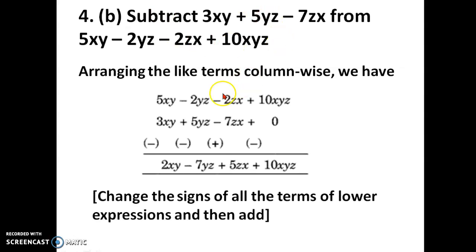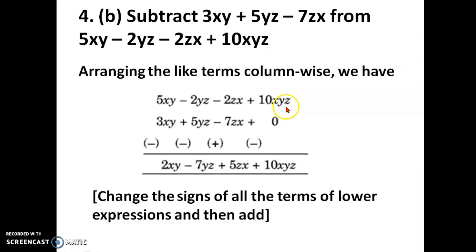So this should be 5xy minus 2yz. This should be written on top, and from this expression you have to subtract the next expression. So you have to place the like terms in the column. If you see here xy, here also xy, here yz, here also yz, here zx, here also zx.